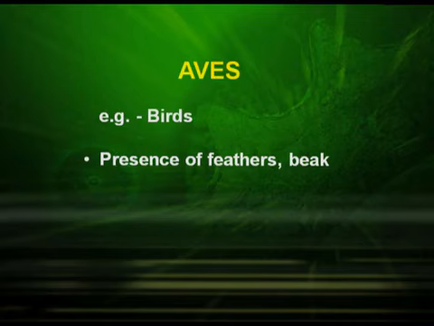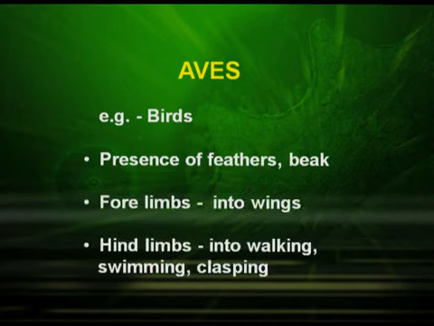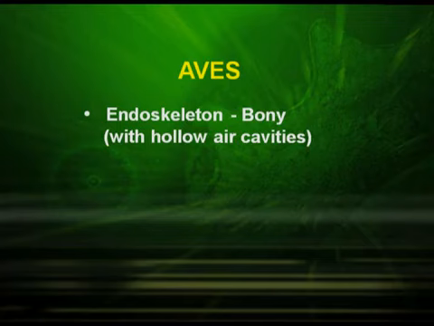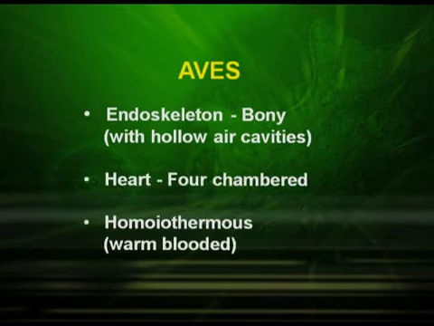Aves. Aves includes the birds. Their characteristics are the presence of feathers in their body. They have a very prominent beak. Their forelimbs are modified into wings and their hind limbs are meant for walking, swimming or clasping. They have an endoskeleton which is bony with hollow air cavities. Their heart is 4 chambered and they are warm blooded animals.